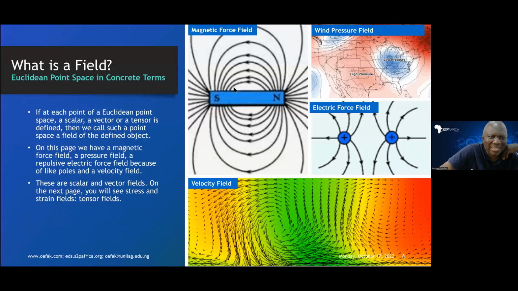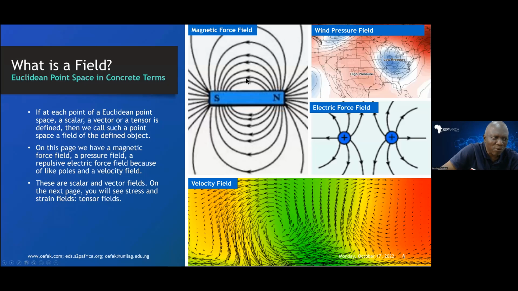That shows that at any point in this plane, any XY coordinate, there is a particular force that has magnitude as well as direction. For instance, when you are near the South Pole, it's pointing into the South Pole. When you are near the North Pole, it's pointing out of the North Pole. When you are in the middle, it's pointing horizontally, from north to south, parallel to them. This is an example of a Euclidean point space.